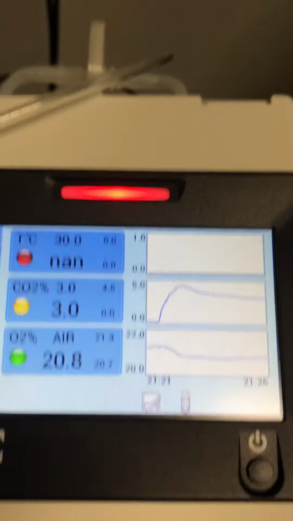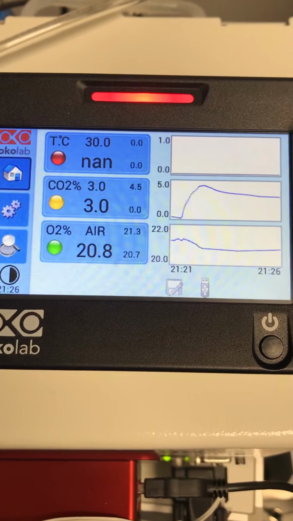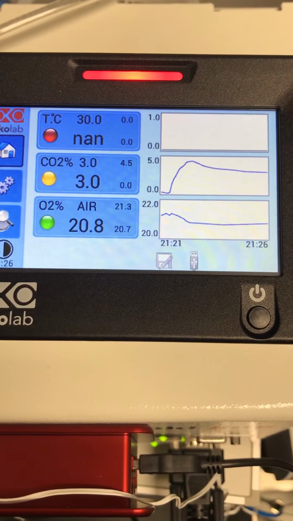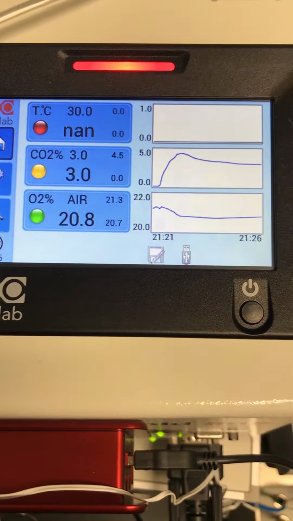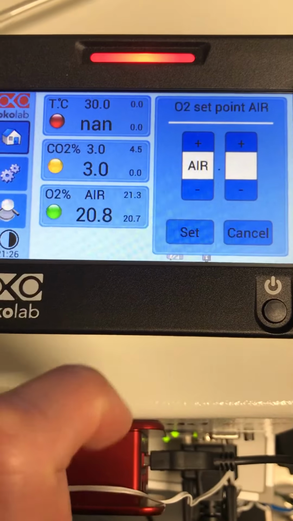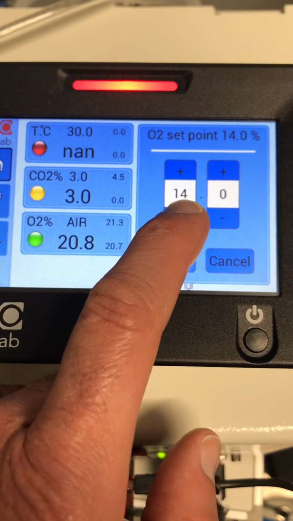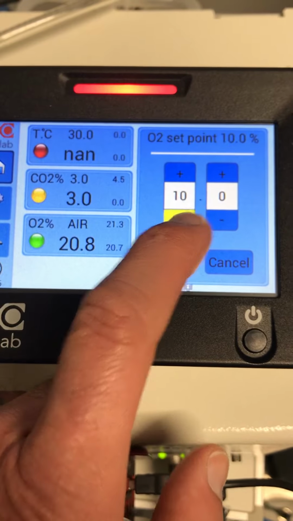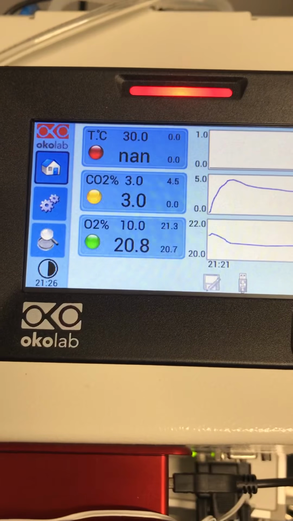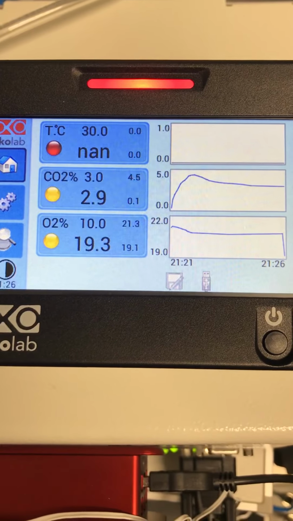And right now we have the gas mixer showing a stable CO2 at 3% and air at 20.8%. So I'm going to adjust the set point to 10%, and you will see what happens.